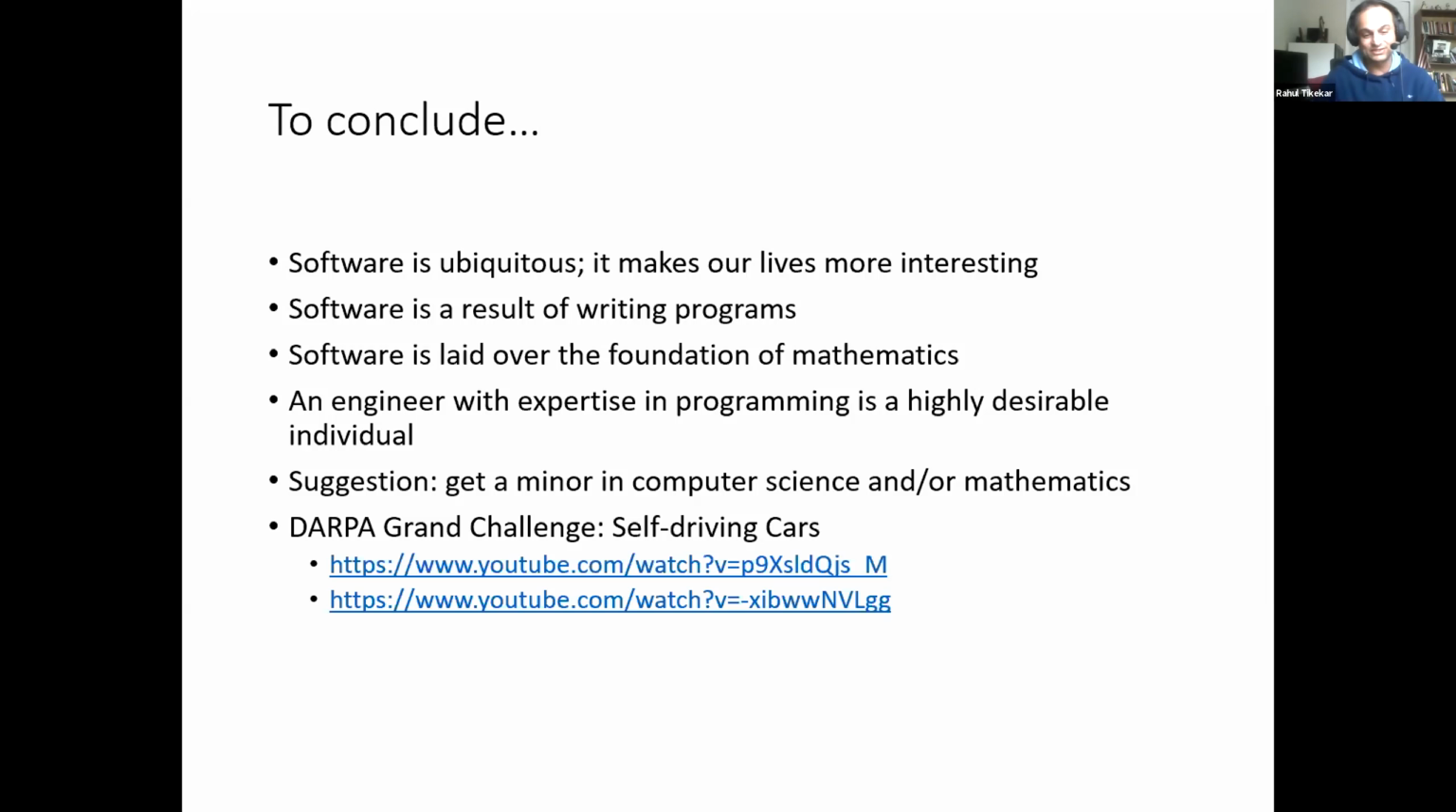So my suggestion is, if you want to do engineering, that's great, but I would recommend that you either get a minor in computer science or mathematics. That would be an ideal mixture. And I recommend this highly to people.